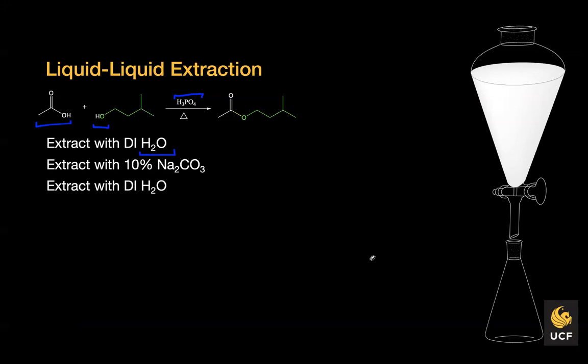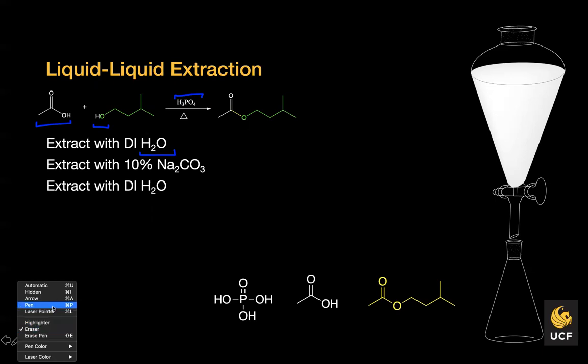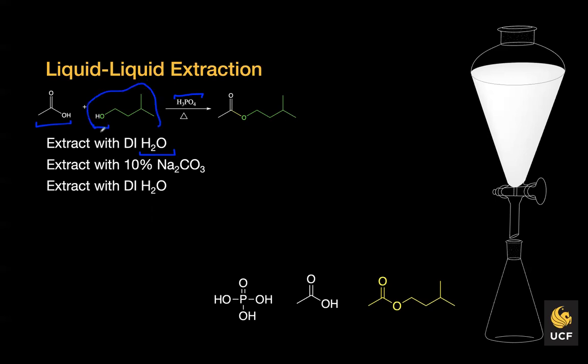Okay, so we start by extracting it with water. So what will happen? First of all, if you think about it, what is present in solution? We said that we have an excess amount of acetic acid present in solution, meaning that that will drive equilibrium towards the forward direction, forming more of the product. So if our limiting reactant was used up in the reaction, after reflux, we no longer have any of the 3-methyl butanol in solution. All we have left is our catalyst, phosphoric acid.